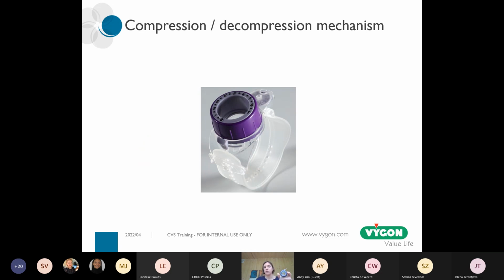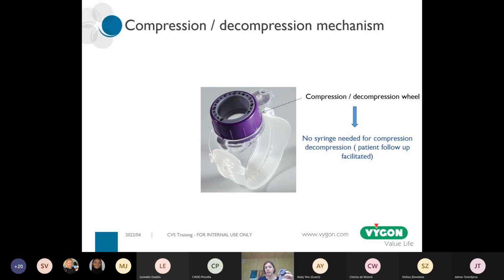First, the compression and decompression mechanism. Okay, so it is here. You have the compression, decompression wheel, and for the compression, no syringe is needed, so the patient follow-up is facilitated. You will see that for the main competitor, TR Band, you need a syringe. There is a compression decompression scale, so you have precise management of the compression and decompression. You know the compression level, and you know the decompression.